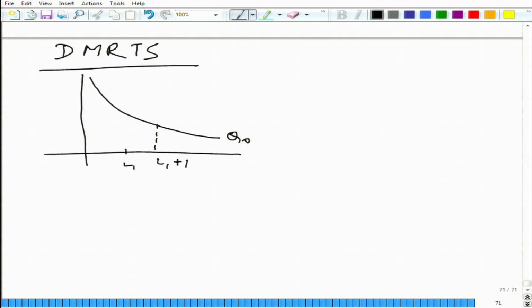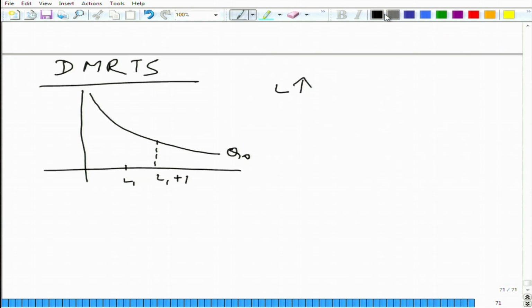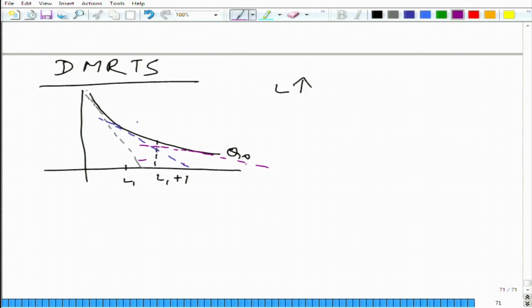What we are talking about here is that the marginal rate of technical substitution keeps on decreasing as we keep on increasing L. Here the slope is this. As L increases, the slope decreases, and the slope represents the marginal rate of technical substitution. So as we increase labor, the slope keeps on decreasing. This slope is steeper than this slope, which is steeper than this. So DMRTS is diminishing simply means that this slope is decreasing, and the shape of the isoquant is like this.